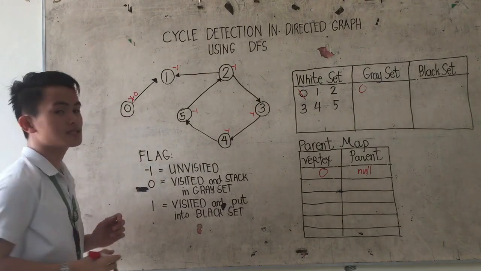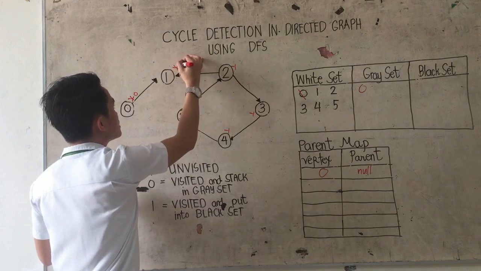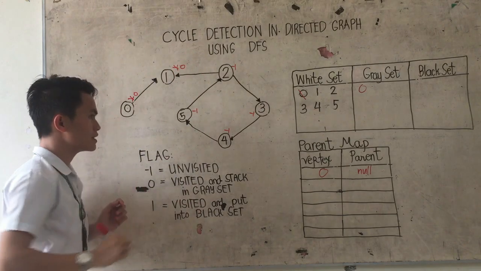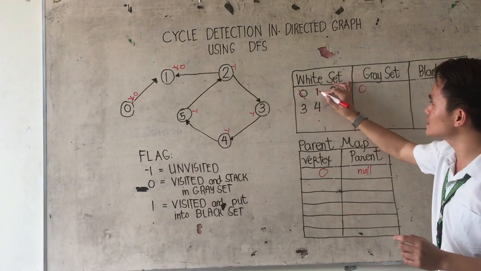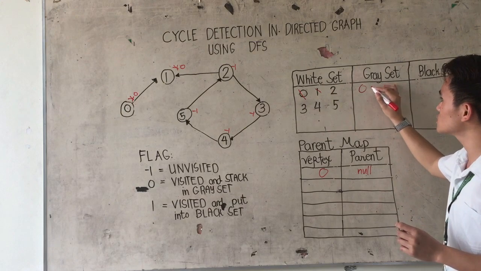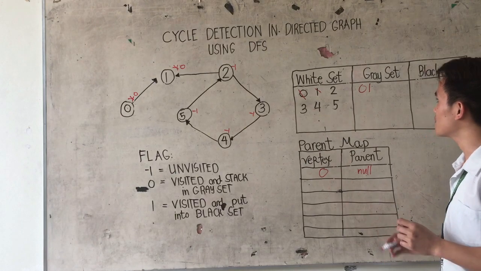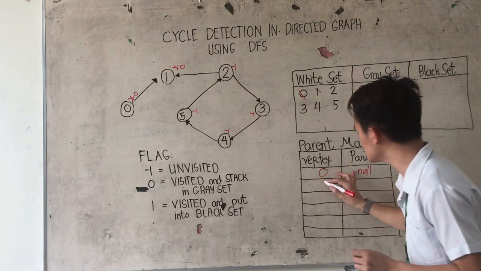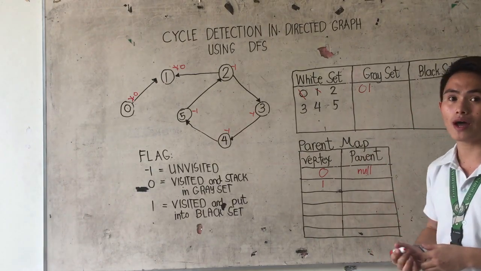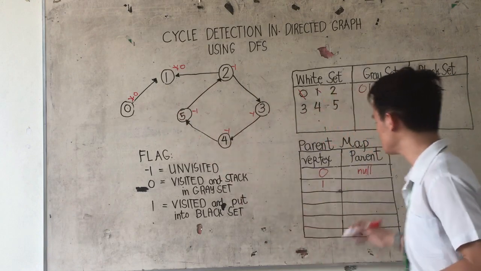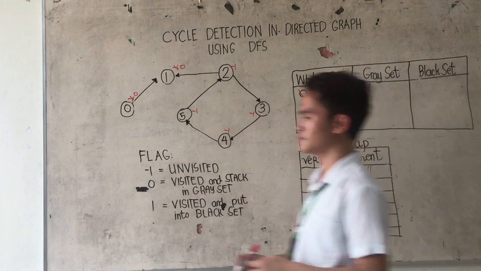So now let us visit 1. Since we have visited 1, let's change this -1 into 0 because 0 is visited. And let us pop out 1 from the white set and then write it down in the gray set. And let us not forget the parent map. So the vertex is 1 since we have visited 1. And then what is the parent node of 1? It is 0. So let's write 0 as the parent node.